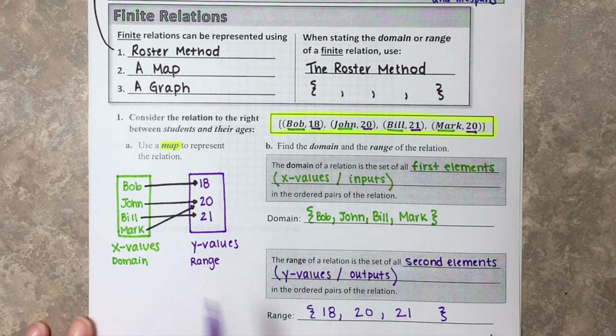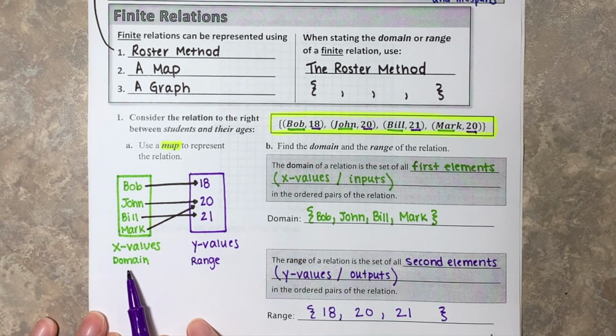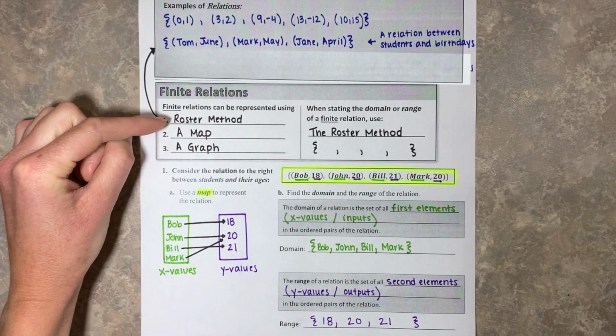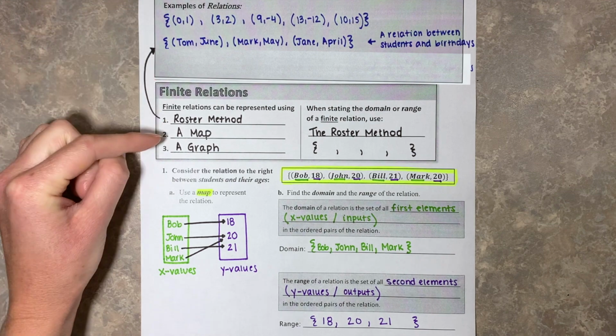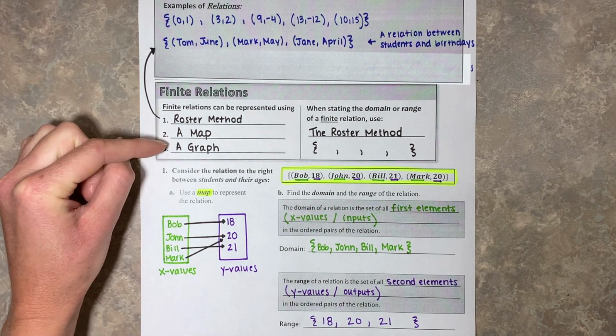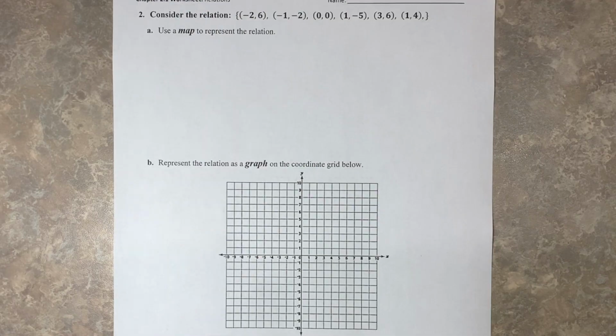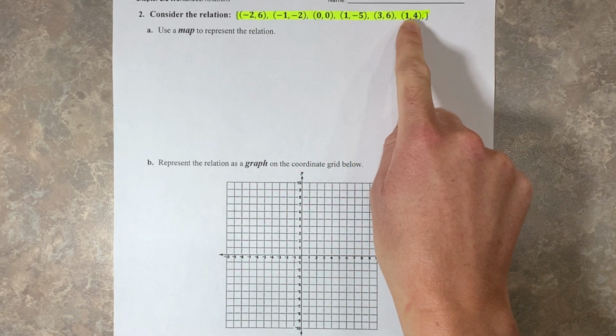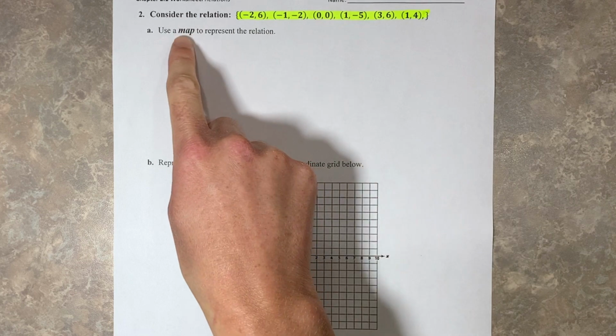So I've added here that the x values are also known as the domain and the y values are also known as the range. So we've been looking at finite relations. We've learned how to represent finite relations using the roster method and also using a map. On the next page, we're going to see the third way we can represent finite relations, which is using a graph.